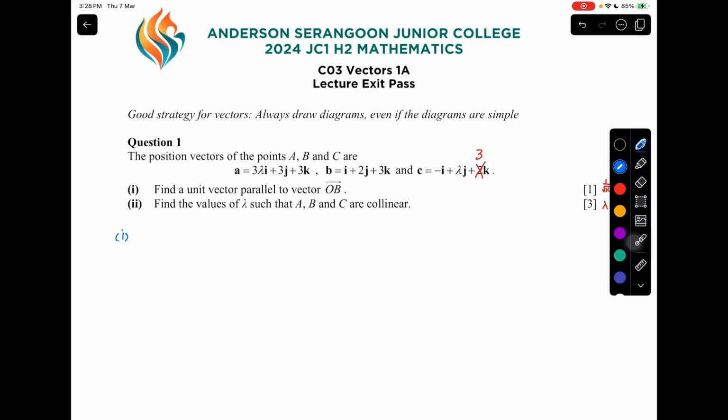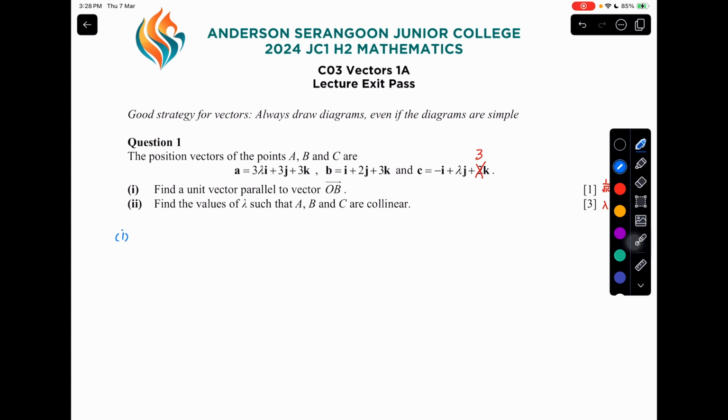Okay, hi everyone. So in this video, we are going to go through our chapter 3 vectors, exit pass. This one will mainly focus on section 1 of the vectors 1 chapter, where we will focus mainly on collinear vectors and the ratio method or the ratio theorem or the midpoint theorem. So let's go through question 1 and see.